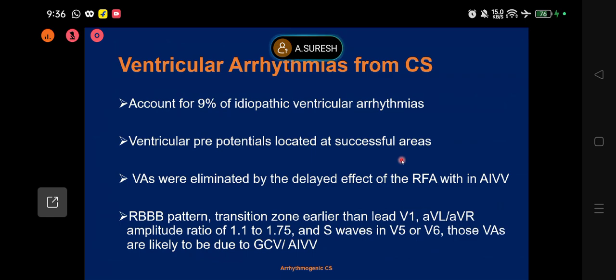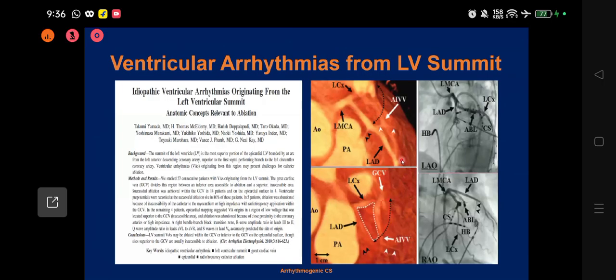The classical ECG pattern is an RBB pattern, with the transition zone earlier than lead V1. The AVL by AVR ratio is between 1.1 and 1.7, and there is an S wave in V5 and V6. These are likely to be in the great cardiac vein or on the anterior interventricular vein. So this is a topic like the LV summit.